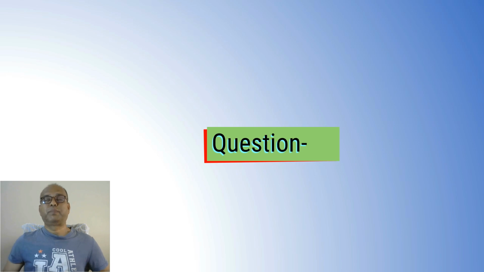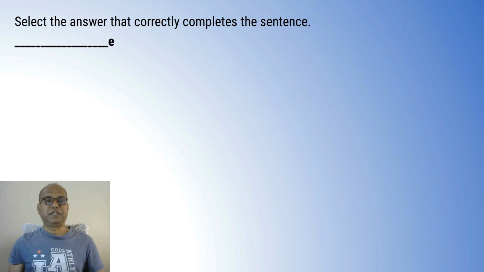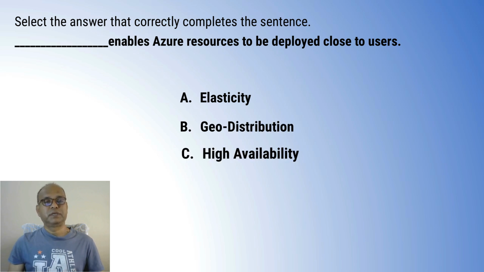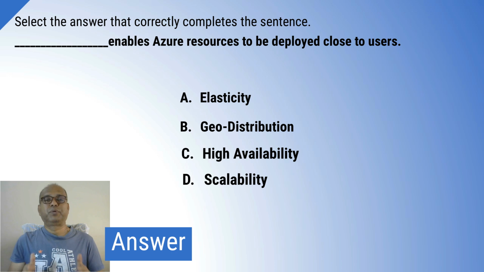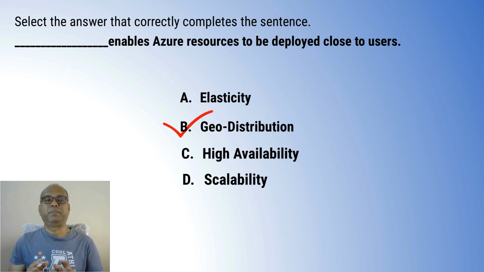Next question, question number 96. Select the answer that correctly completes the sentence. Dash enables Azure resources to be deployed close to users. Option A, elasticity. Option B, geo-distribution. Option C, high availability. Option D, scalability. Answer: because of geo-distribution, you can deploy apps and data to regional data centers around the globe, thereby ensuring that your customers always have the best performance in their region. So the correct option is B.